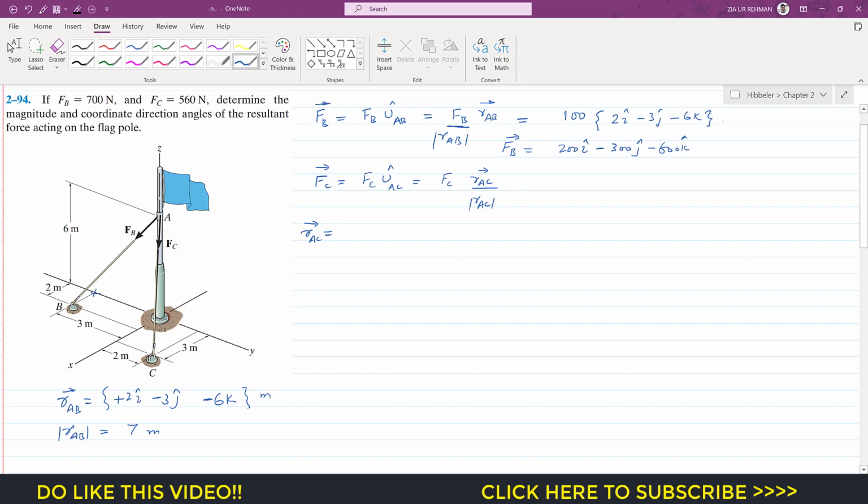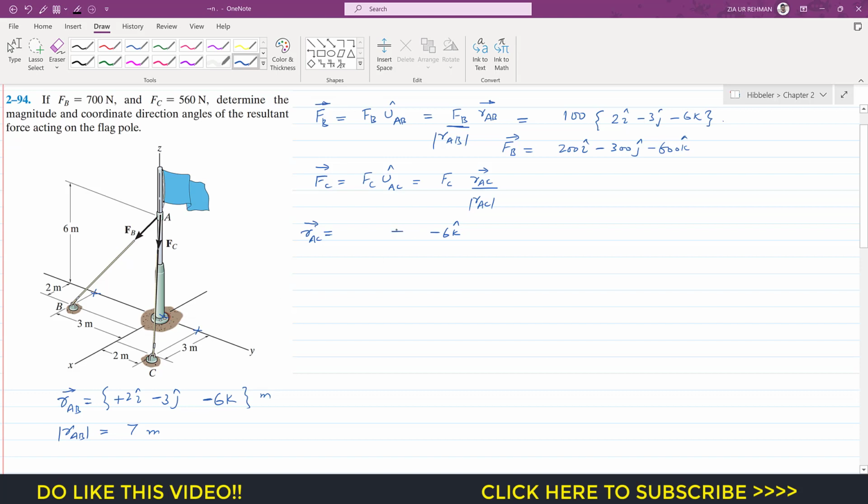in order to reach that point C from this point A, we need to travel again 6 meters in the negative k direction. So I will write minus 6k, and then once I reach here, I need to move this much distance in the positive y direction, that is in the positive j direction, and this much distance is 2 meters, right, until here.